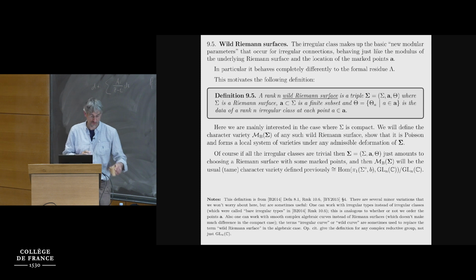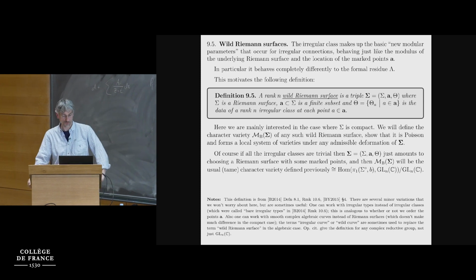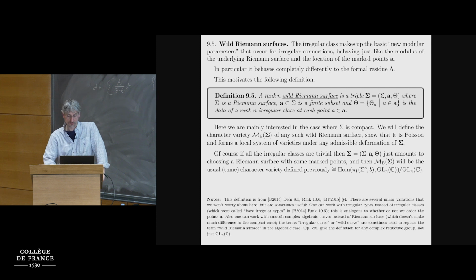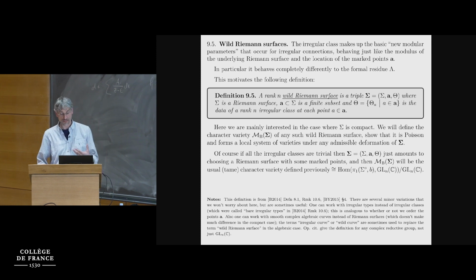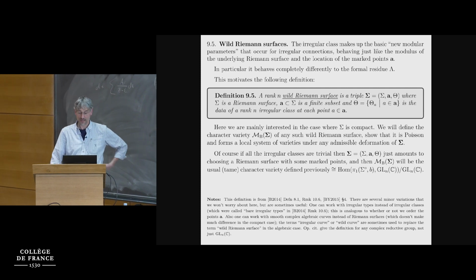So in the case of GLN, this leads directly to the definition that we want to make. So a rank n wild Riemann surface is a tuple with a surface with the marked points plus a rank n irregular class at each of the points. So we're stating that that's precisely what you want to deform. And if you deform it in an admissible way, there will be local systems of varieties over any such space of deformations. So that's the basic picture. You just need to choose these Stokes circles at each of the marked points plus their multiplicities. And then there's a definition of admissible deformation.